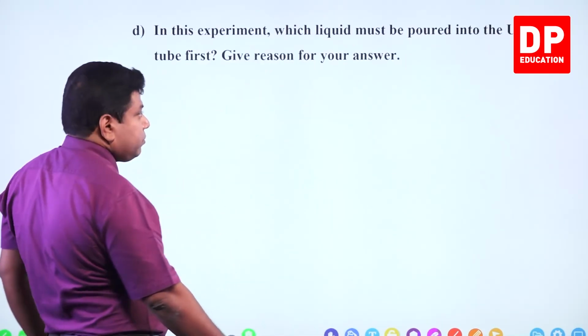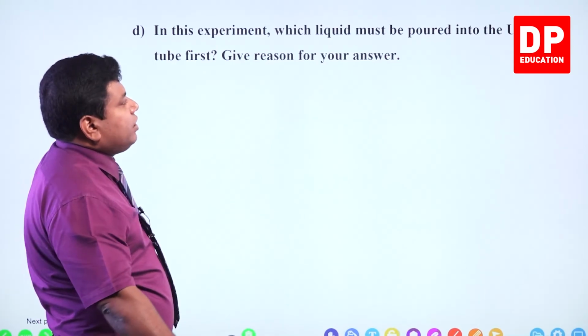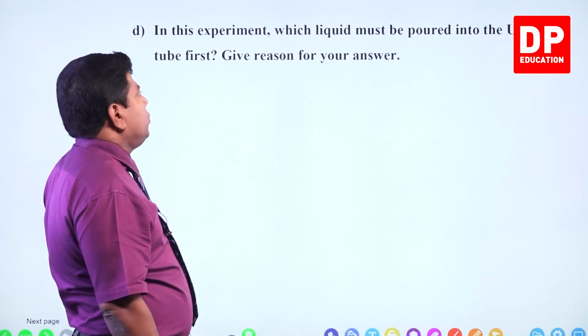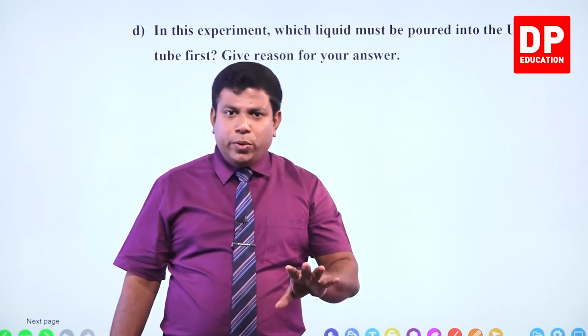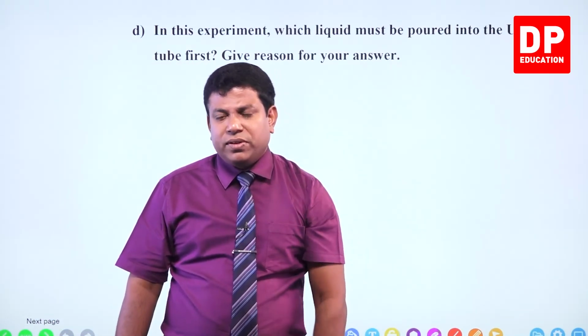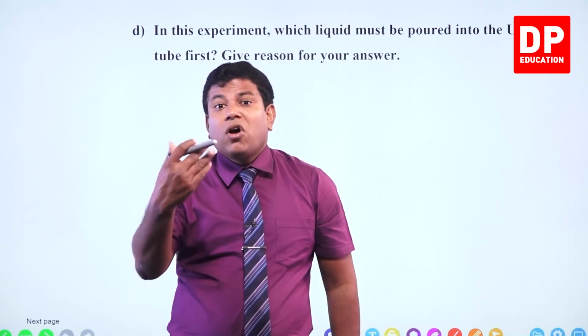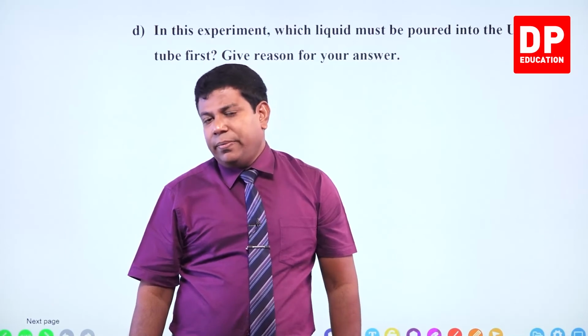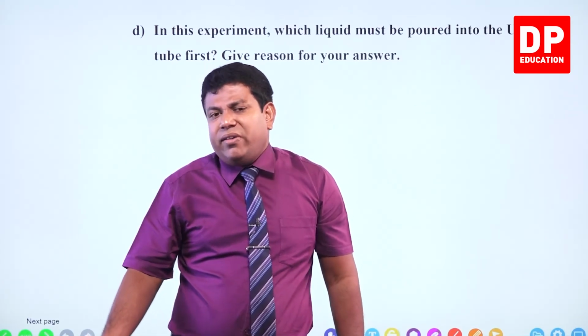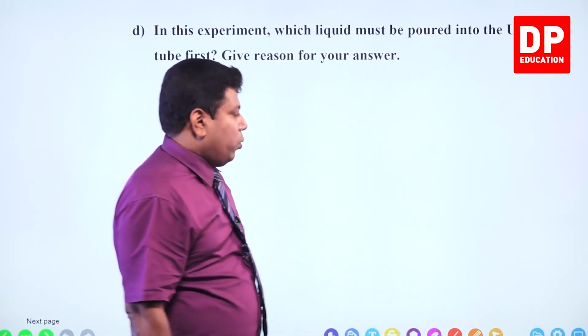Next, in this experiment, which liquid must be poured into the U-tube first? Give a reason for your answer. Those who saw the experiment when we were doing it, we were pouring water into that first. Why not coconut oil first? You might have thought sometimes, it's okay, we can put coconut oil also, but no. I'll tell you why.